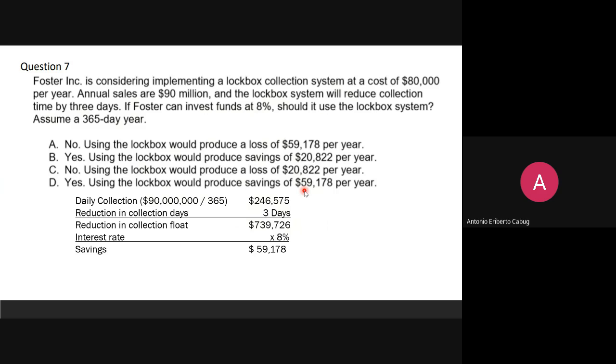739,726 times 8%, our savings amount would be 59,178. However, the cost of the lockbox system is $80,000. It means that it costs more than the savings that we can have. So the net cost, actually it's a net cost, 20,822. Hindi sulit. Hindi sulit yung lockbox system. Very good indeed. The correct answer is letter C, 20,822.